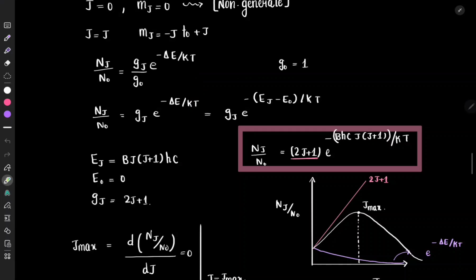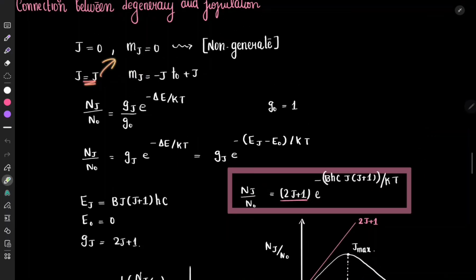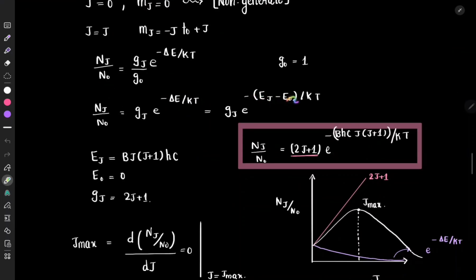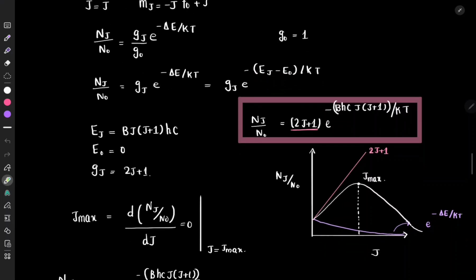The energy difference is from the Jth state to the ground state, so you can write it as EJ minus E0 by kT. And if you remember, in the first lecture of rotational spectroscopy, we derived this equation: EJ is equal to BJ(J plus 1) hc. If you put 0 in case of J, you will get E0. Wherever there is J, just put 0, so you will get E0 equal to 0. So this term will go to 0, and finally this equation modifies into this.